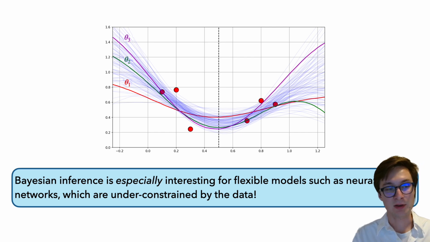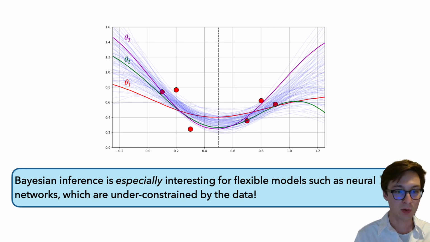And that's because the neural networks are very flexible and they are under-constrained by the data. So that's equivalent to saying that we could fit the data in many different, non-trivially different ways.